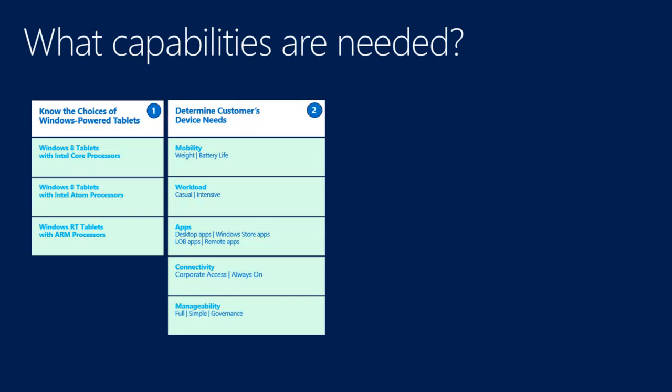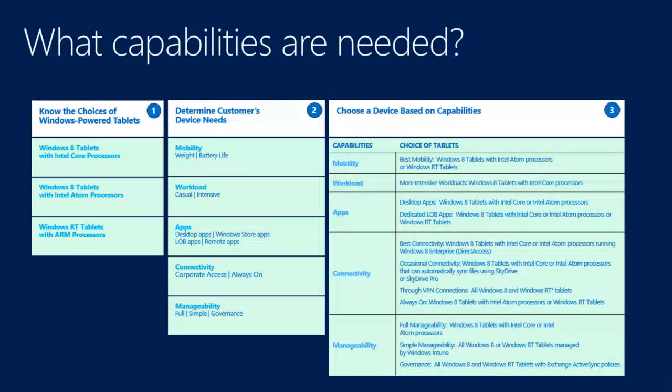Based on those, you can then decide, well, which device is best at what? Well, for the best mobility, anything with an Intel Atom or running Windows RT is going to have the best battery life, the best overall weight. Anything that you want to run a larger workload on, an Intel Core-based machine is going to run that workload best. If you're looking to run the widest variety of apps, most of the time that means a Windows 8-based machine, not a Windows RT-based machine.